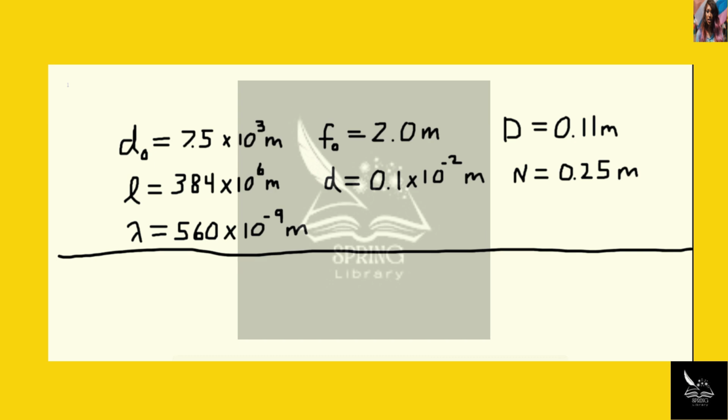The first variable is the distance across the moon feature here, which is 7.5 kilometers. I call that d naught, and I convert it to meters, so it's 7.5 times 10 to the third meters. And it is 384,000 kilometers away. So L here is 384,000, the distance to the moon. I converted that kilometers into meters, so it's 384 times 10 to the 6 meters.